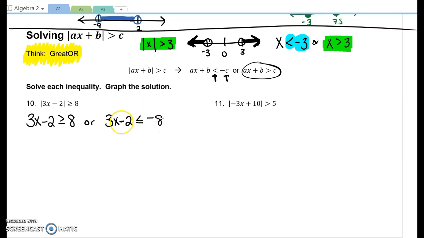We need to solve both of them because or does not mean pick one. Or means we have to solve both of them. So solve both of them and then graph your solutions.